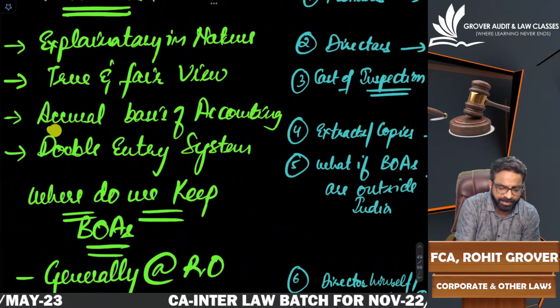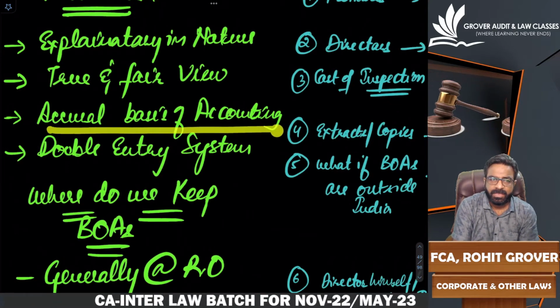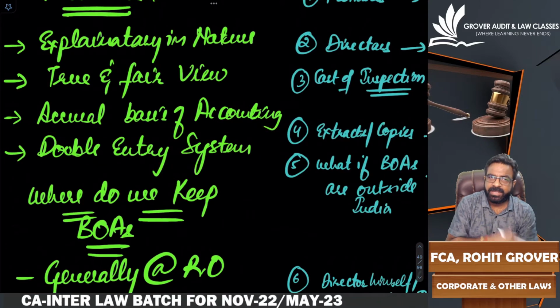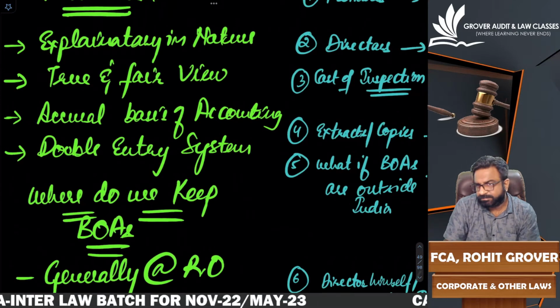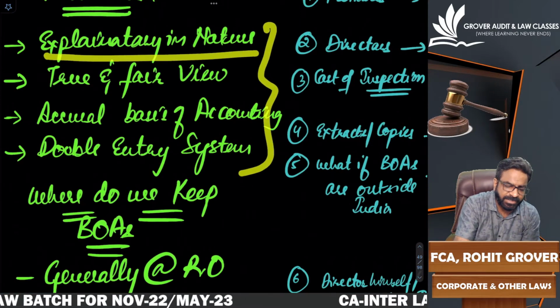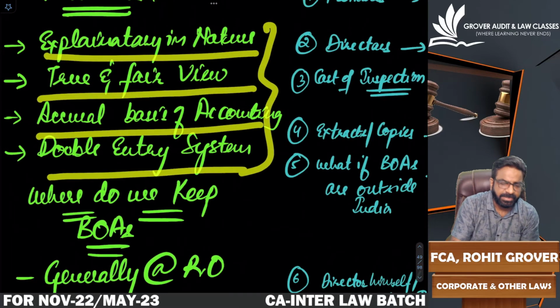And books of accounts are prepared on which basis? Cash basis or accrual basis of accounting? Accrual. And this is on single entry system or double entry system? Double entry. For every debit, there is a credit, right? So what are the four features of books of account? Explanatory in nature, true and fair, accrual basis of accounting, double entry system.